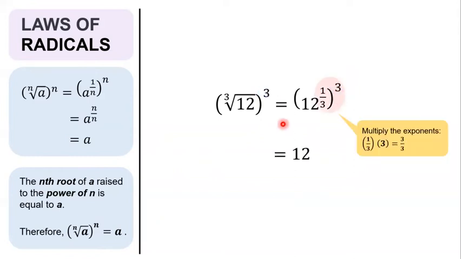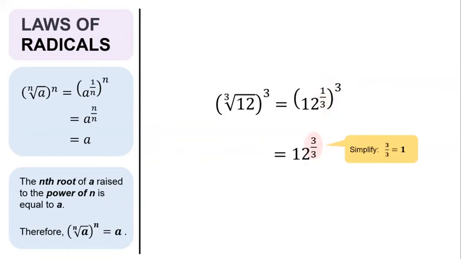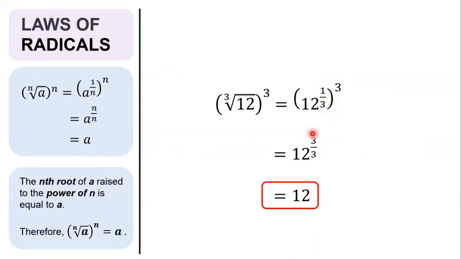So, on the right side of the equation, i-multiply lang natin yung mga exponents na nasa labas at nasa loob ng parentheses. That is 1/3 times 3. And that is equal to 3/3. Since this is equal to 1, therefore, 12 is our final answer. Kaya naman, parang nag-cancel lang tayo. Parang ganito, yung next slide natin, i-apply natin yung shortcut.